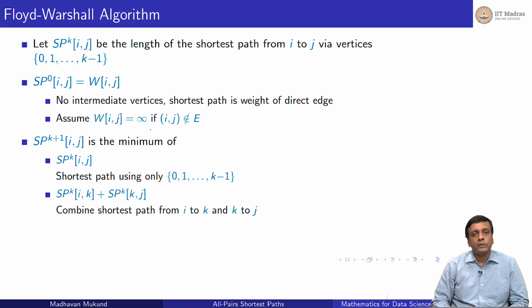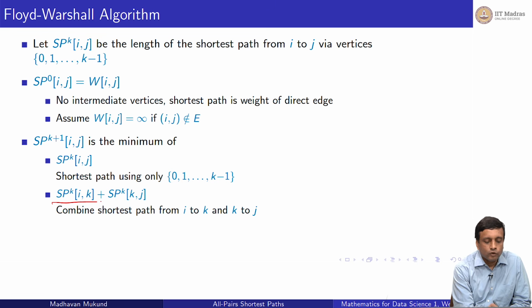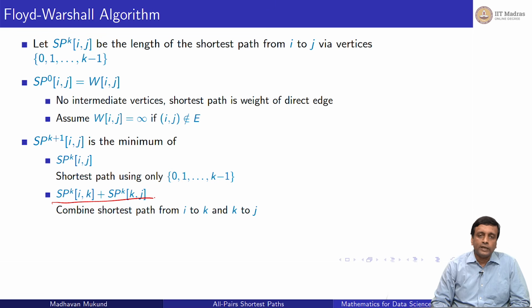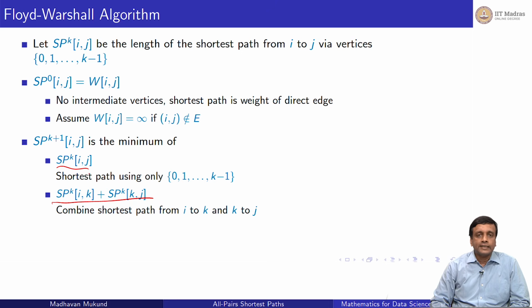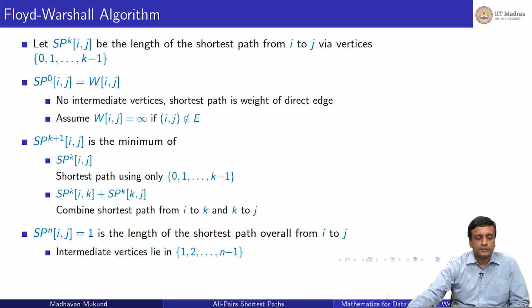Here I have to say how much does it cost me to go without k and how much can I gain by going with k, right? So I either take the cost of going with k, which is the shortest path to k from i, followed by the shortest path from k to j, right? Or I take the shortest path without going through vertex k at all, and I take the minimum of these two, right? So this is my update rule for the shortest path matrix.